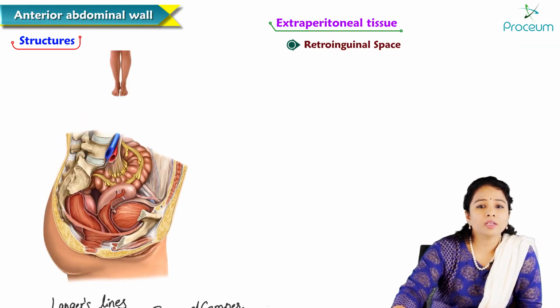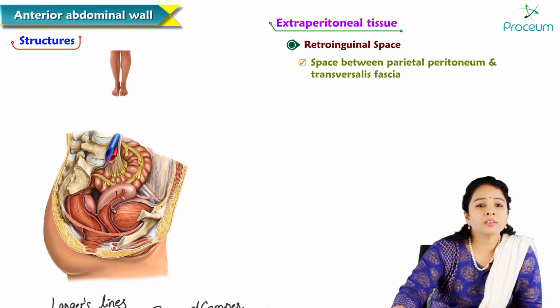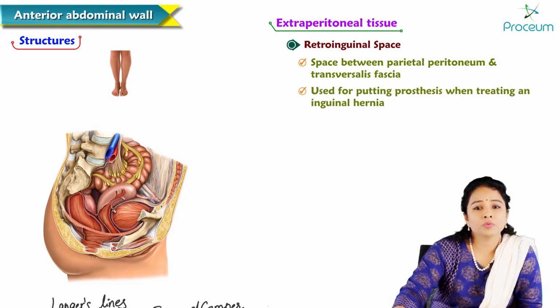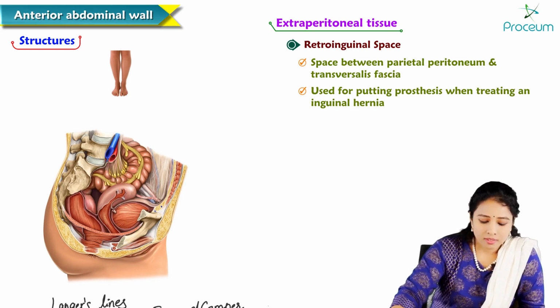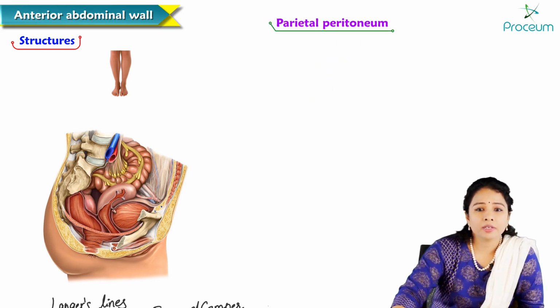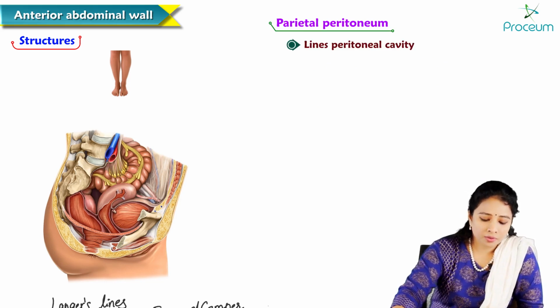Retroinguinal space. The retroinguinal space is the space between the parietal peritoneum and the fascia transversalis. This space can be used for placing a prosthesis when treating an inguinal hernia. So that is the importance of the retroinguinal space. The next layer is the parietal peritoneum, which lines the peritoneal cavity.